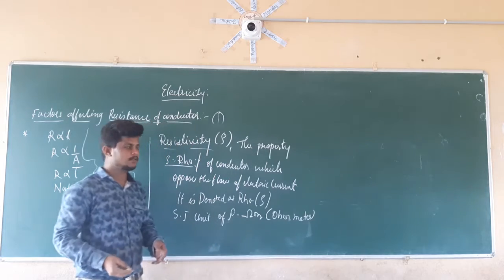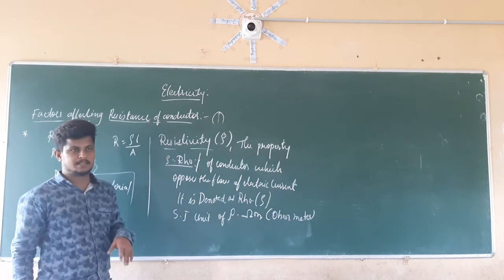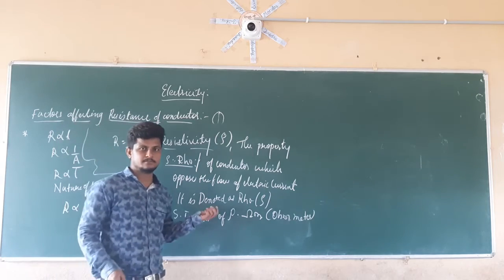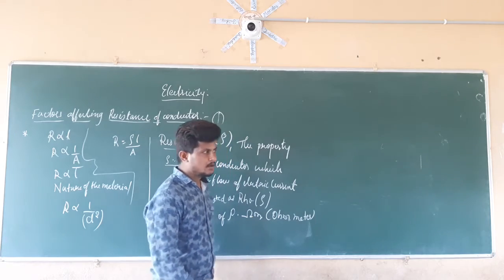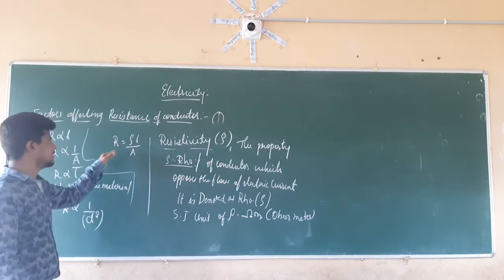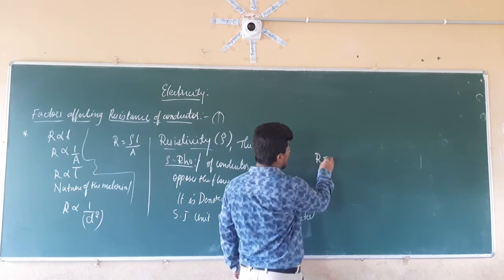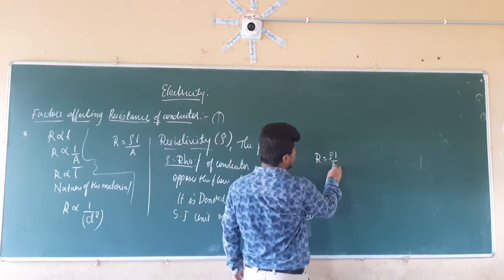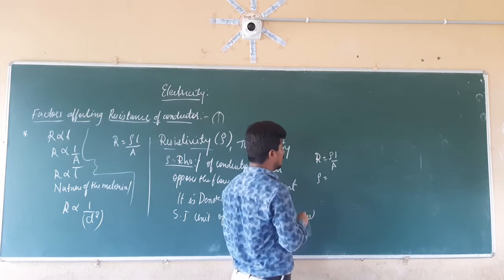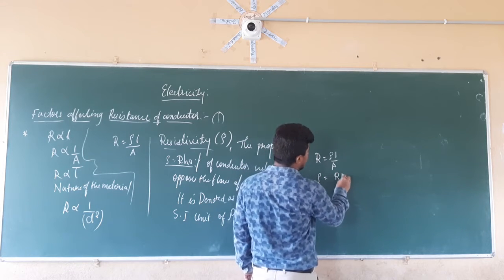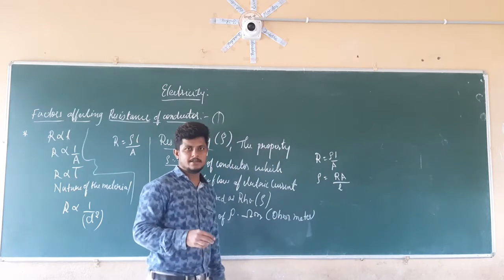Next, we already know that the SI unit of the resistivity is nothing but what? It is the ohm meter. So how does the ohm meter come here? Now if you see here the formula, that is R equal to rho L divided by A, which can be written as rho equal to R A divided by L.